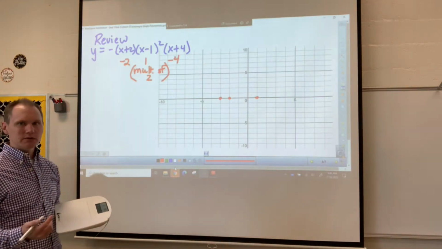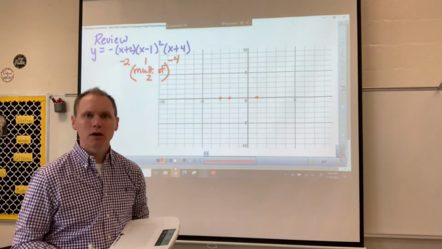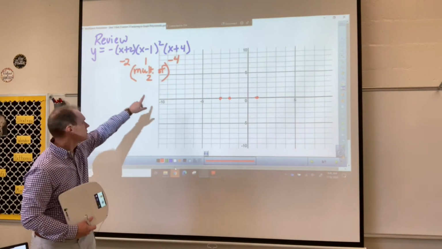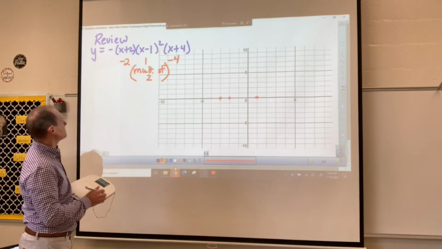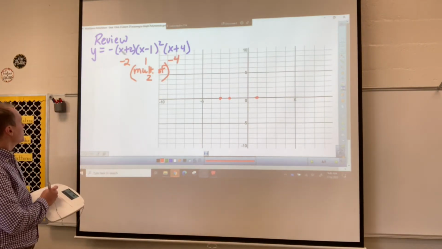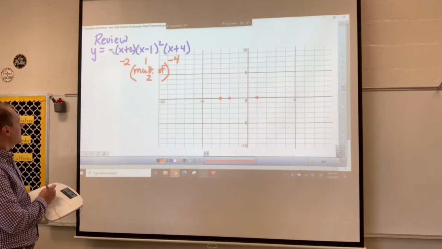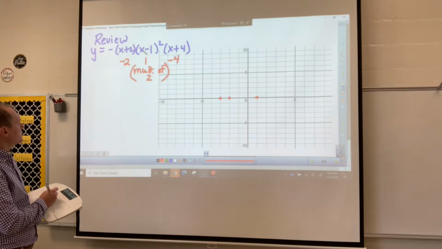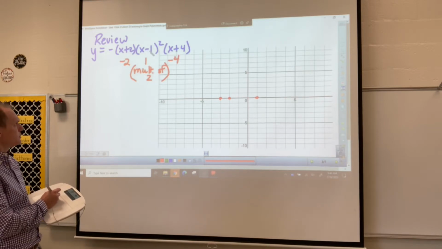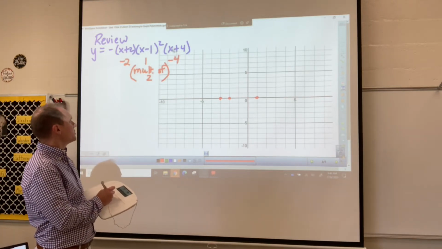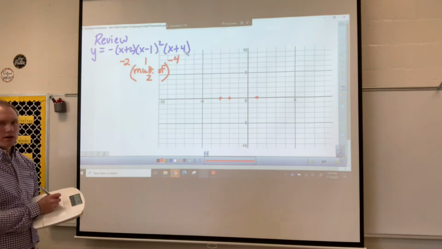Again, the y-intercept is the y value whenever x is 0. So if we substitute 0 for the x values, let's see what we get. If we put 0 in here, we're going to get 2 times a negative, which is a negative 2. So we're at negative 2 so far. Put 0 into here, we get negative 1 squared, which is 1. So negative 2 times 1 is just negative 2. Times, put 0 in here, you get 4. So altogether, we're going to get negative 8.